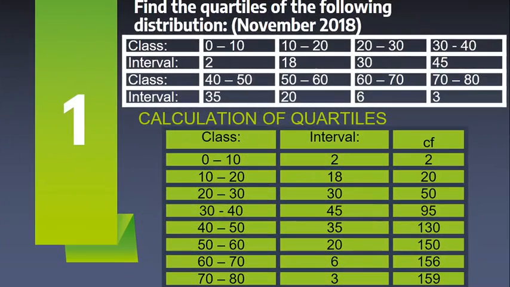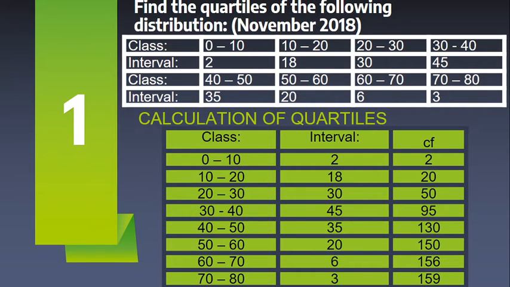So when it comes to continuous series, we know we would be having class intervals and the frequency. With the class interval of 0 to 10, our frequency is 2. In this class interval, the frequency is 18 and so on. So, we are expected to find the quartiles.